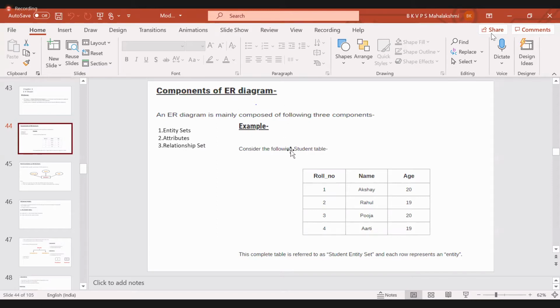Actually, it has three components. The three components are the first one entity sets, the second one attributes, and the third relationship sets. What are these components? So what are entity sets? If we don't know at least what an entity is, then how do we know what the entity sets are? So we'll discuss that with a direct example.